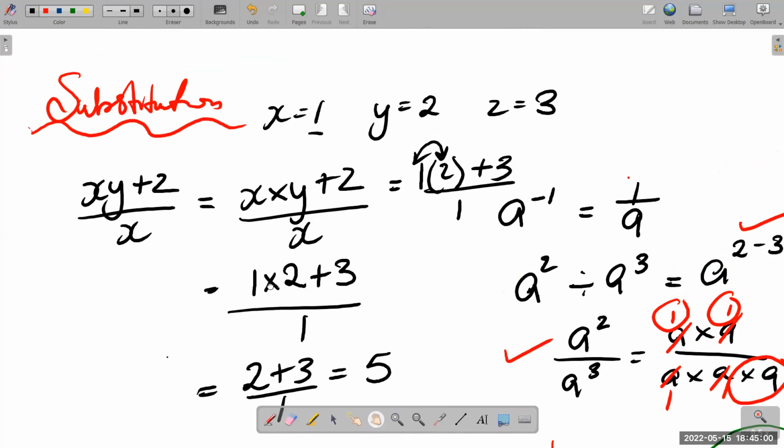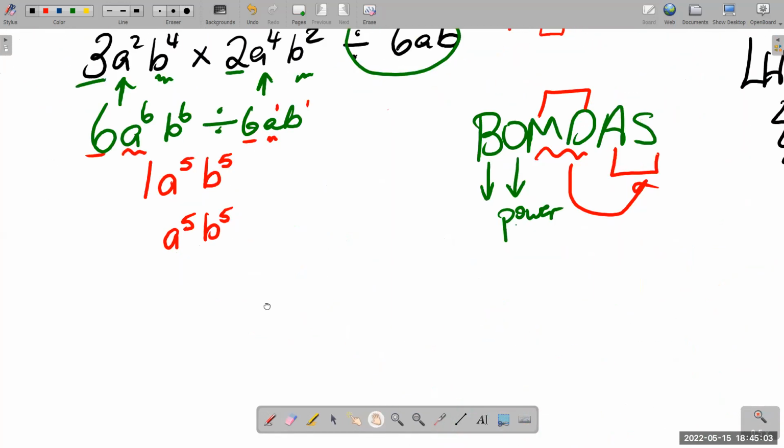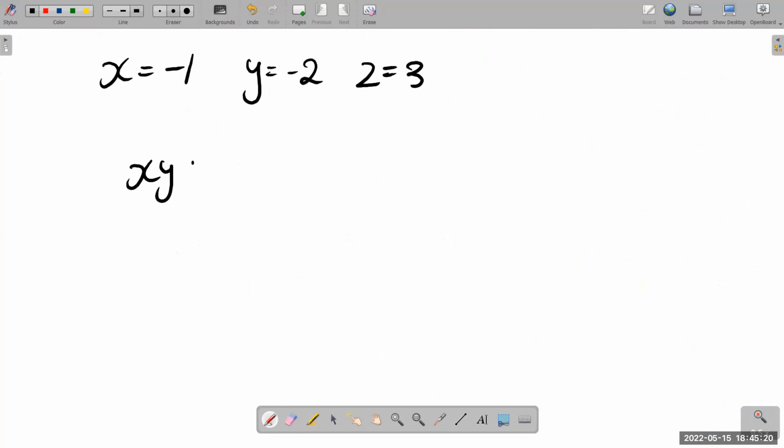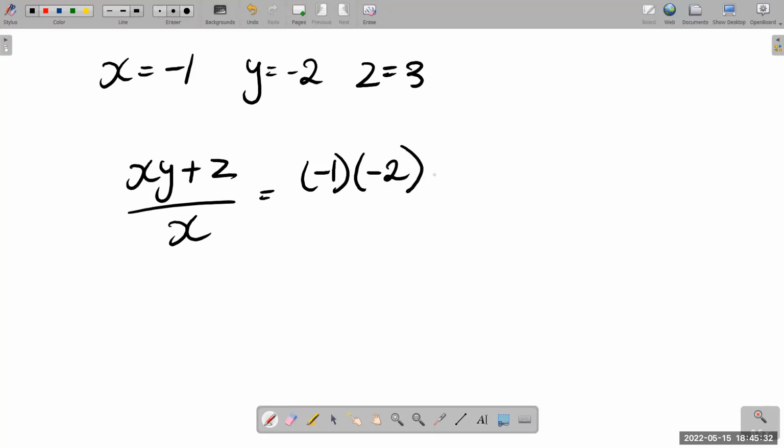Now, guess what? I bet if I chuck in a negative, people will be in shambles. If I plug in a negative, people in shambles. And what do I mean by that? They use integers, so if I had X is -1, Y is -2, Z is 3. Suppose I ask for the same thing, XY plus Z over X. Let's go, everybody. Let's substitute it. So what that means is -1 times -2 plus 3 over -1. What's the answer for this?